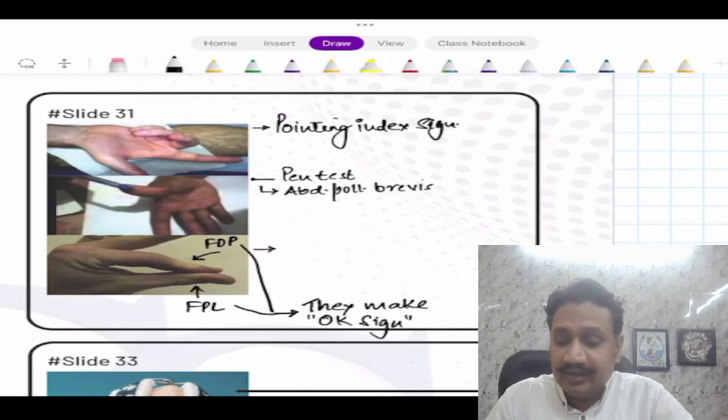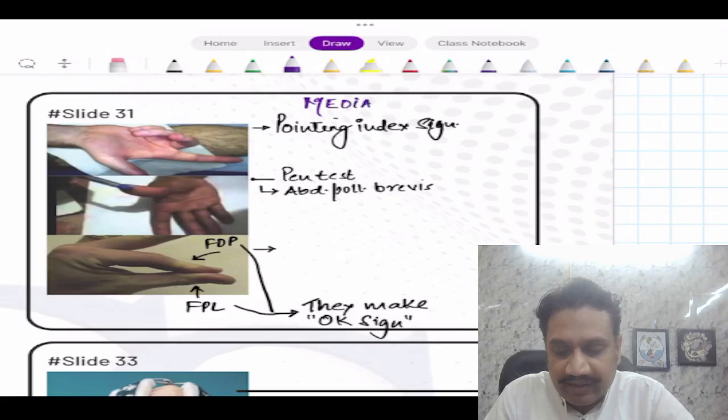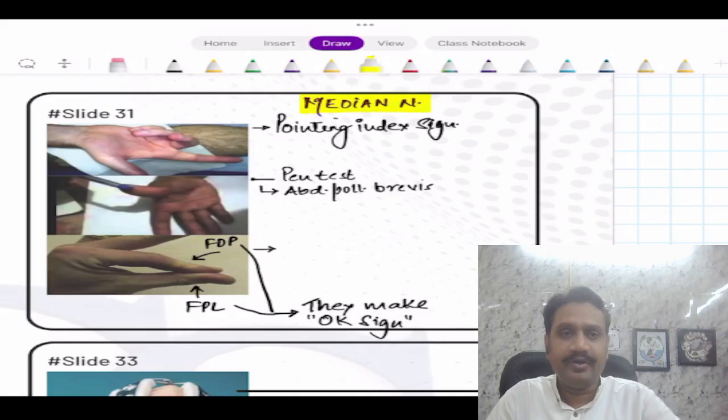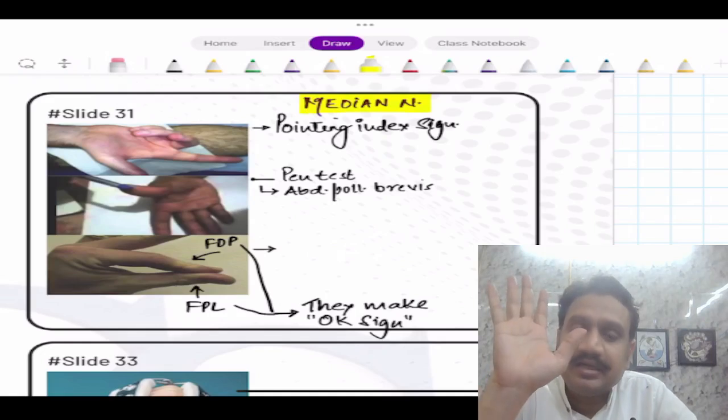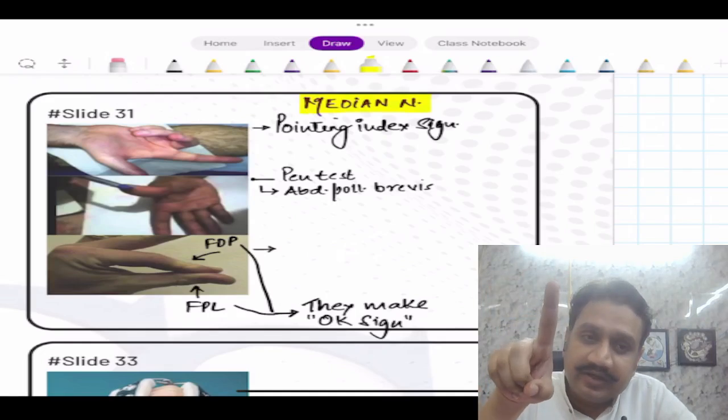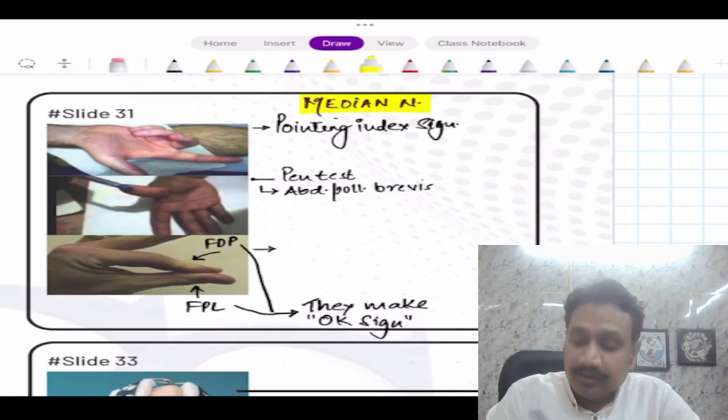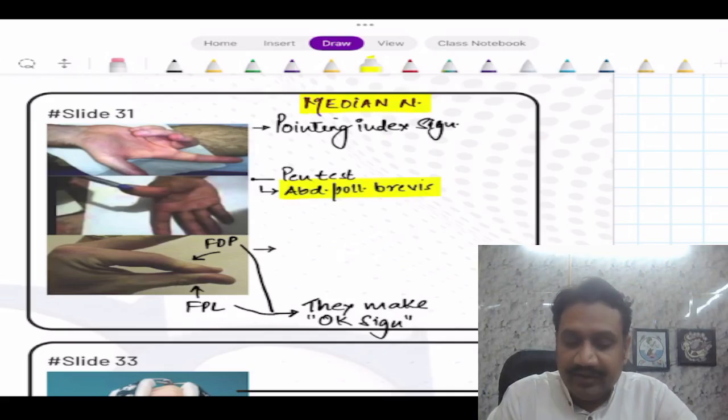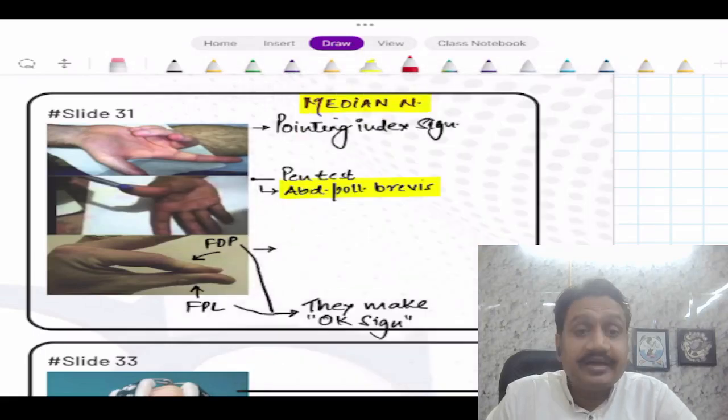Now all the three are being done for which nerve? Please remember, they all are being done for the median nerve. So the most important points about the median nerve: if the median nerve has a palsy, the patient will not be able to flex the index finger. Second, abductor pollicis brevis is the one which is supplied by the median nerve, and the red flag. Please put the red flag here itself.